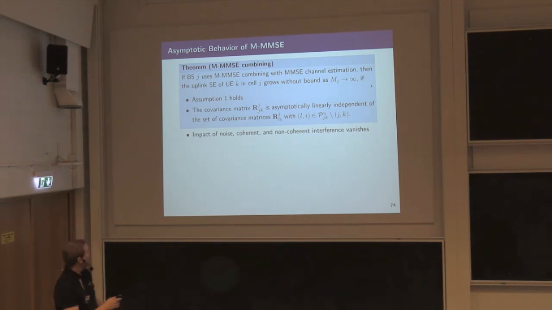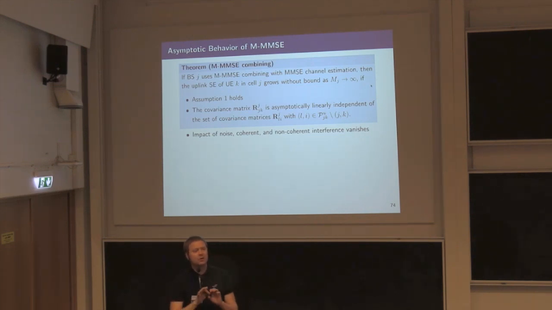And this holds under Assumption 1 and under the requirement that the covariance matrix of my own user from my base station is asymptotically linearly independent of the set of covariance matrices of the other users that use the same pilot as me. So you get rid of pilot contamination, or rather, you get rid of the coherent interference. It doesn't limit you if the covariance matrices are asymptotically linearly independent. And that is something that always happens in practice.